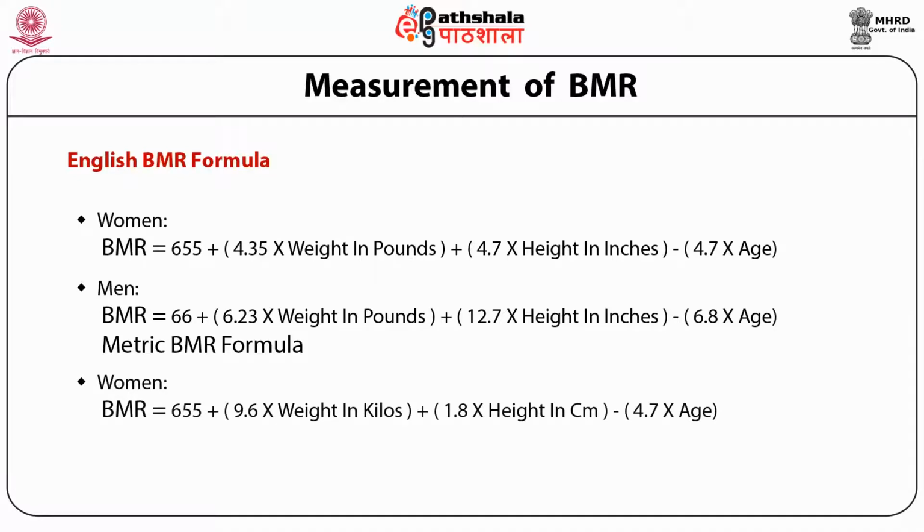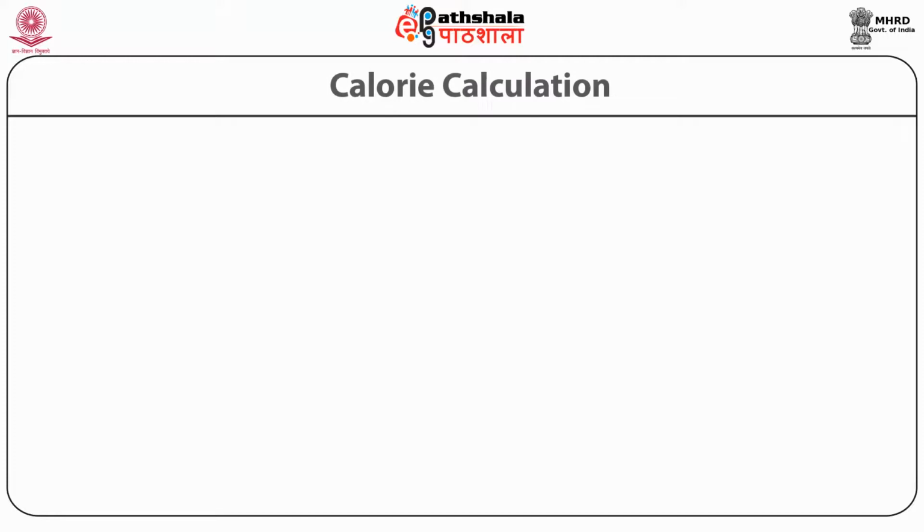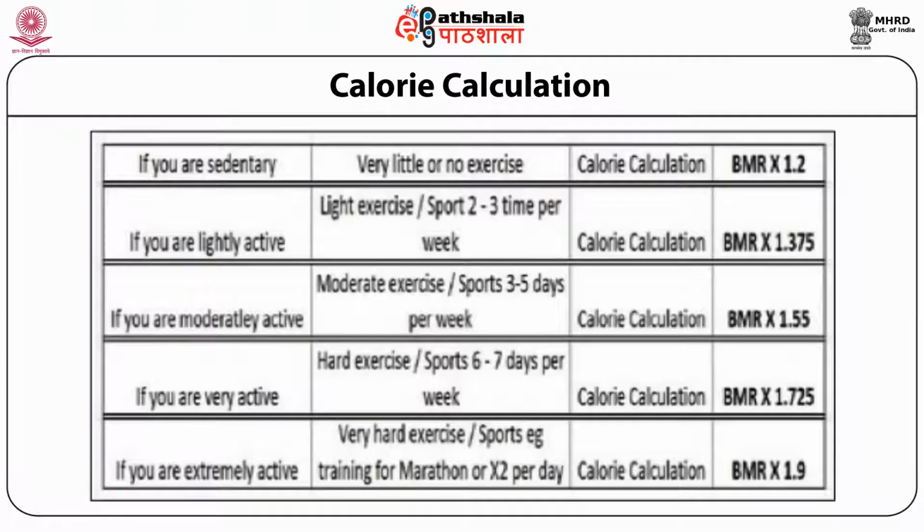For men, it is equal to 66 plus 13.7 times weight in kilos plus 5 times height in centimeters minus 6.8 times age. The calorie calculation has been given in the table.